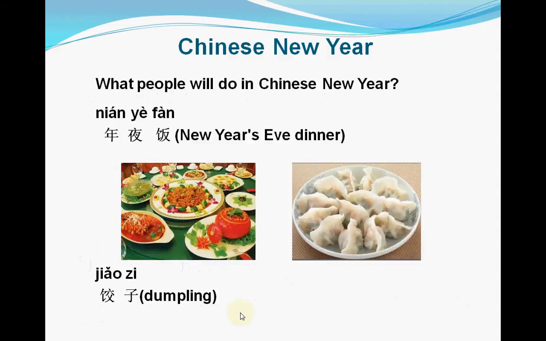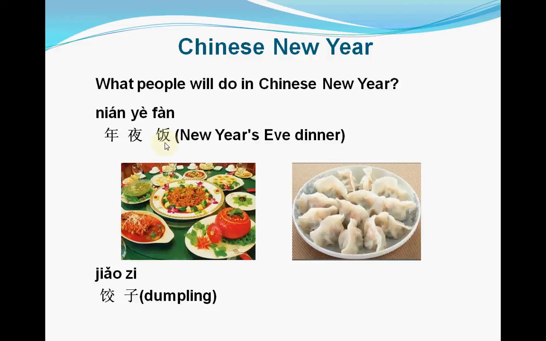So, what will people do in Chinese New Year? The most important thing people will do in Chinese New Year is to have a Chinese Eve dinner with family or friends on Chinese New Year Eve. We call this dinner 年夜饭. 年 means year, 夜 means night, 饭 means dinner. 年夜饭 is a family reunion dinner. Almost all the family members will be home for the New Year's Eve dinner. Sometimes we also call 年夜饭 团圆饭. 团圆 means reunion. 饭 means dinner.